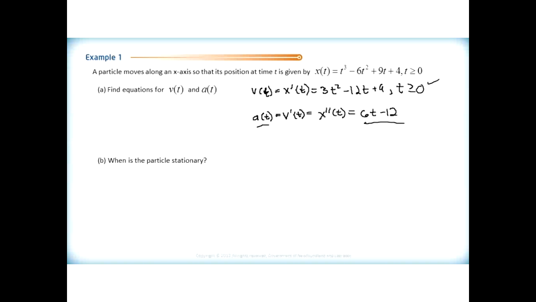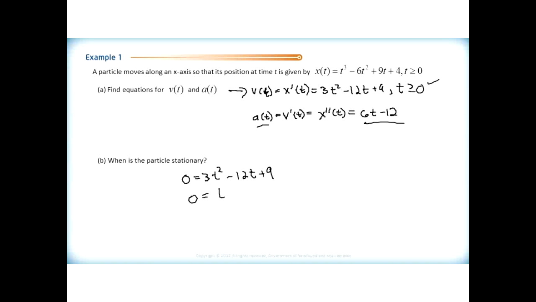So we have 3 different functions, and the idea is to decide which one to use and how to use it. Well, if the particle is stationary, what we said earlier is that means that you are stopped and your velocity would be equal to 0. So for the particle to be stationary, our velocity function has to be equal to 0. So we just simply solve this equation to find out at what time or times that is the case. So I have to solve a quadratic.